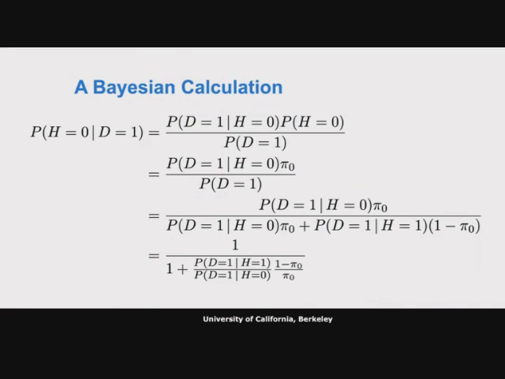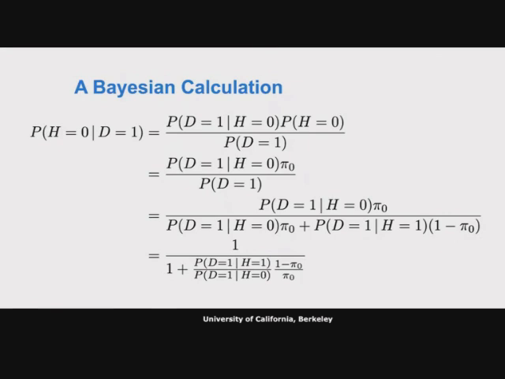Now, the next step, what I've done is I've divided the numerator and the denominator by the numerator, okay? We're going to be doing this several times in the class. Particularly when we get to logistic regression, this is going to be an important step. So I've got 1 over 1 plus, and then that second term there is going to get divided by the numerator, all right? So I've got probability D equals 1 given H equals 1 divided by probability D equals 1 given H equals 0. Then I've got 1 minus pi 0 divided by pi 0. Okay, so this is really important little expression here.